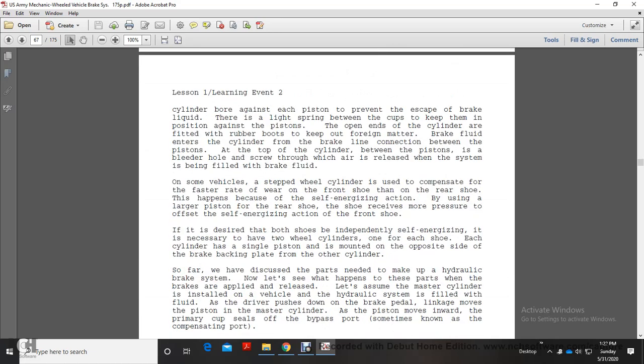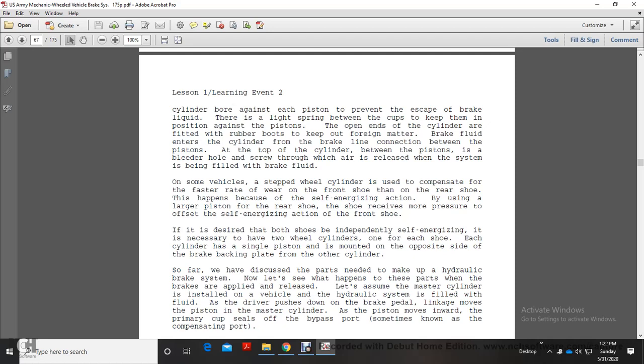The cylinder bore again for each of the pistons prevents the escape of the brake fluid. There is a spring between the cups to keep them in position against the pistons. The open ends of the cylinder are fitted with rubber boots to keep the foreign matter out. Brake fluid enters the cylinder through the brake line connection between the piston and the top of the cylinder. Between the pistons is a bleeder hole screw with which the air is relieved from the system as it is being filled with the brake fluid.